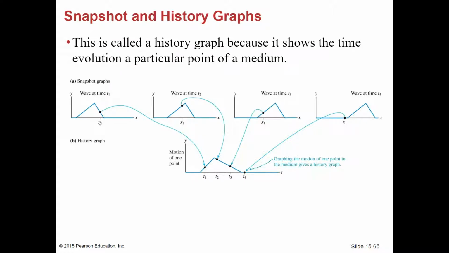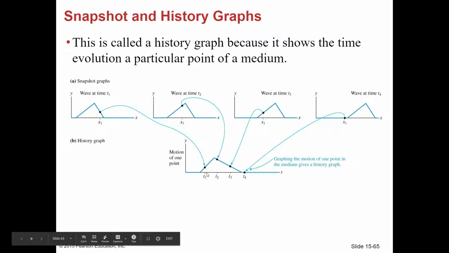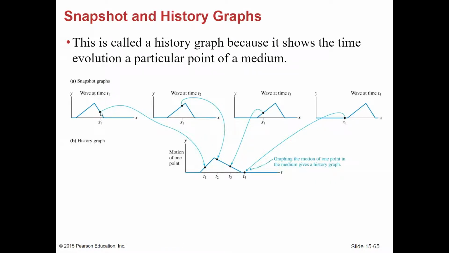Let's take that point and map out what happens to that point over time. Notice these graphs are y and x, but this graph is y and t. So at t equals 1 second, if this is 0, assume this is 1, what is happening at our point x1? Well, we know this little guy is up just a little bit.